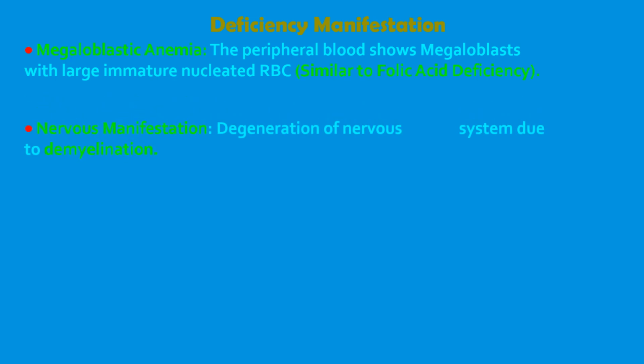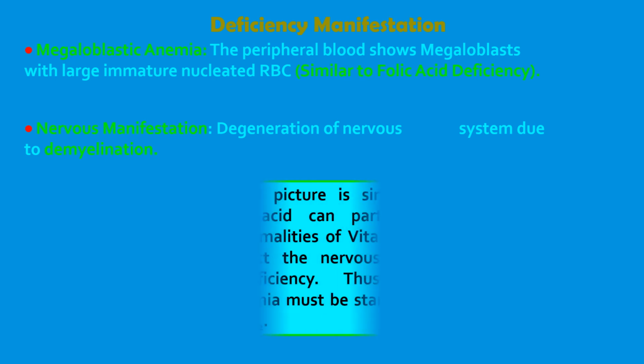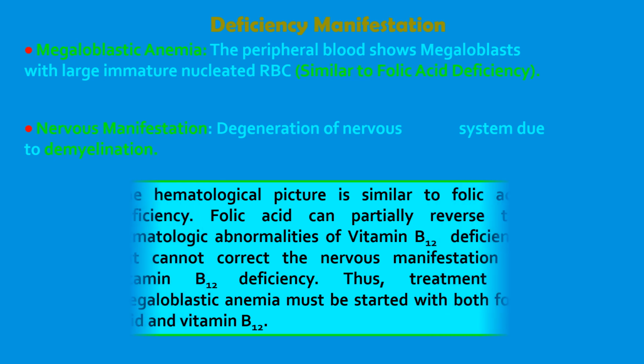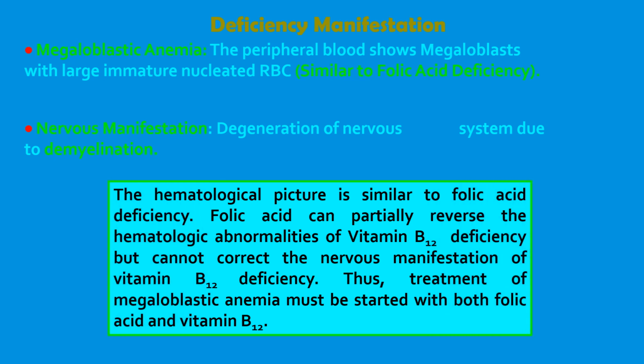So similarly to folic acid, deficiency of B12 will present with megaloblastic anemia. We're going to see large immature red blood cells. In addition to this, B12 deficiency will present with nervous system manifestation, where there's degeneration of the nervous system due to demyelination, as we have seen, because of accumulation of the abnormal fats. So we are saying that the hematological picture of B12 deficiency is similar to folic acid deficiency.